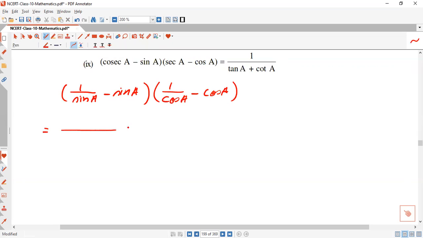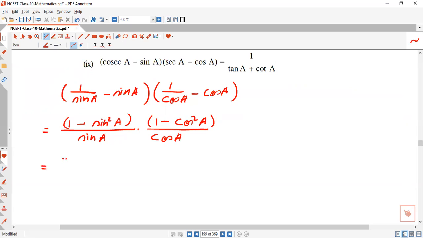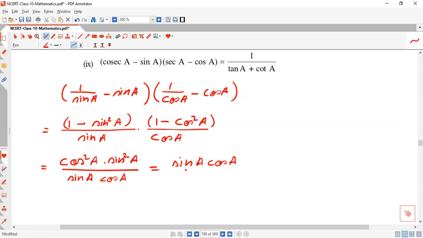Taking LCM: if we take sin A as the LCM, we get 1 minus sin square A upon sin A. Second part, we take cos A as the LCM, so we again get 1 minus cos square A upon cos A. So 1 minus sin square A, you know very well, is cos square A, and 1 minus cos square A is sin square A. And now in the denominator, we have sin A and cos A, that can be written as sin A cos A. This is the left hand side. We reach up to here. We say this is equation 1.